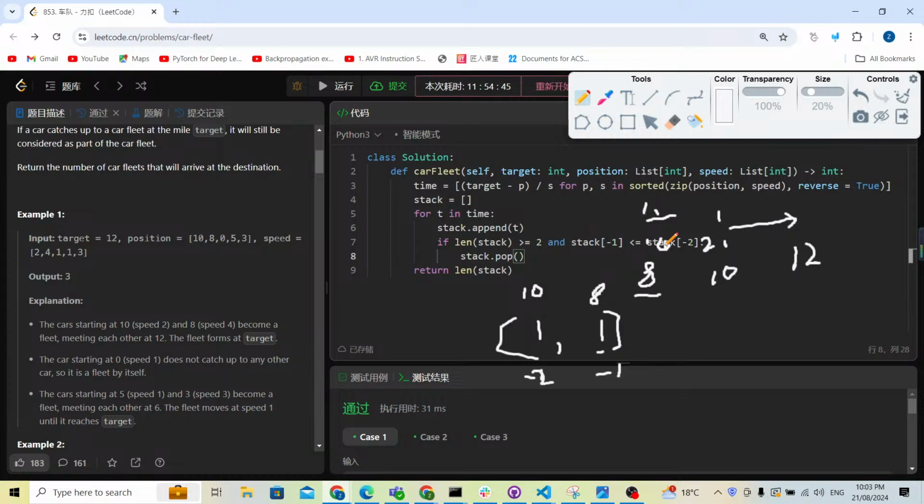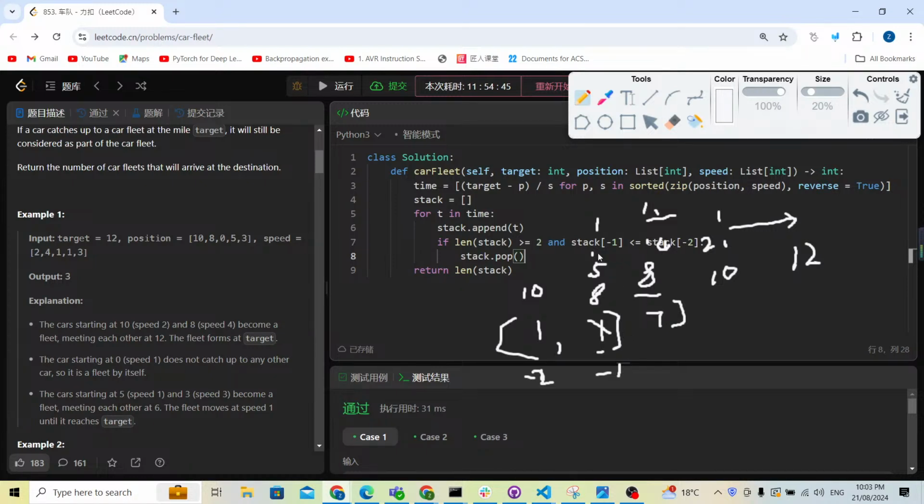Maybe we have another one, maybe at position 5. If we have a speed of 1, it means the time is going to become 7. So I'm going to put 7 inside. But the stack minus 1, as you can see, is more than the stack minus 2. This 7 is more than 1. It means I take more time to reach the target, so it will never become a fleet. So I will just put it inside the stack. It means the length of the stack is going to become 2, so I'm going to return 2.